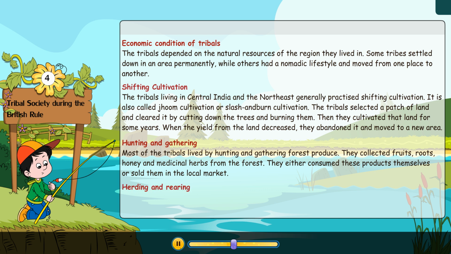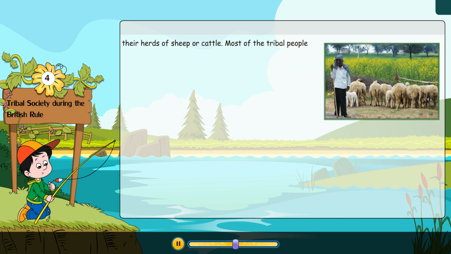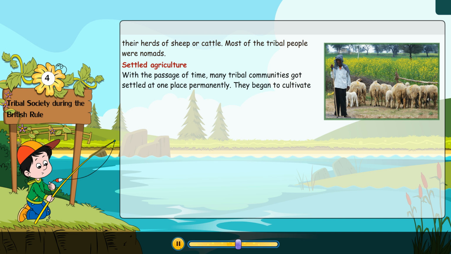Herding and rearing. Some tribal groups lived by herding and rearing animals. They were dependent on their herds of sheep or cattle. Most of these tribal people were nomads. Settled agriculture. With the passage of time, many tribal communities got settled at one place permanently. They began to cultivate crops on fields near their houses.